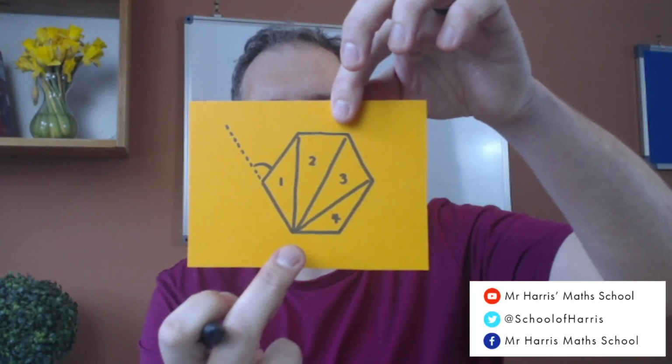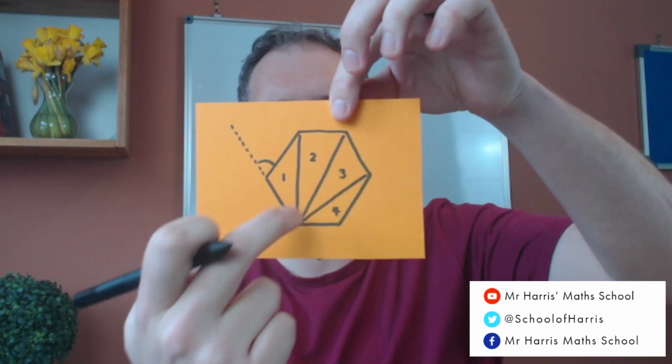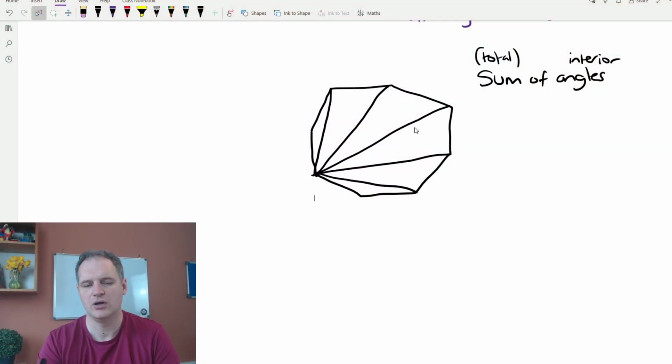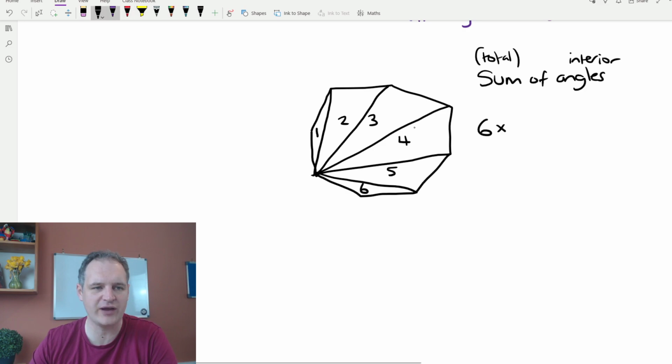There you go. I got one corner. I want 1, 1, 1, and I've got 1, 2, 3, 4. In the one I've got just here, I've got 1, 2, 3, 4, 5, 6. That means there must be 6 lots of whatever the angles in a triangle are. We're all secondary students. I would expect my primary students to know that triangles are 180.